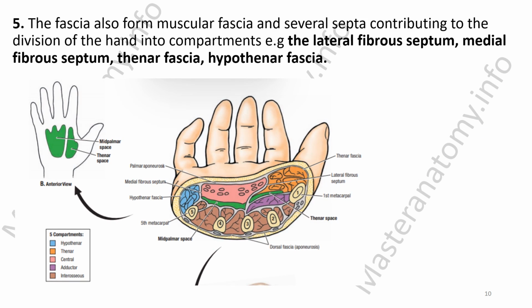Now I illustrate here that the fascia also forms muscular fascia and several septa, contributing to the division of the hand into compartments. Example is the lateral fibrous septum. Now this is the lateral fibrous septum, extending from the palmar aponeurosis to the third metacarpal bone, then the medial fibrous septum, extending from the palmar aponeurosis down to the fifth metacarpal bone, the thenar fascia investing the thenar compartment, the hypothenar fascia, also investing the hypothenar compartment. Several other fascias included here are those that are not mentioned in this illustration.